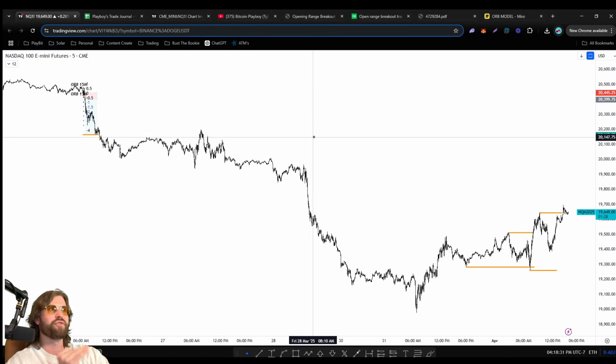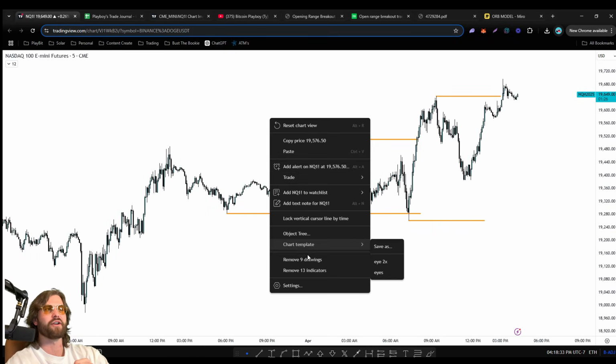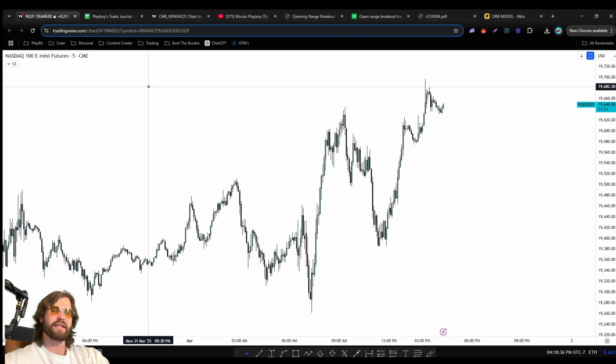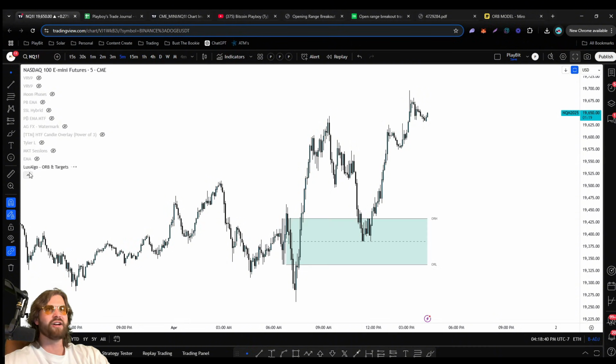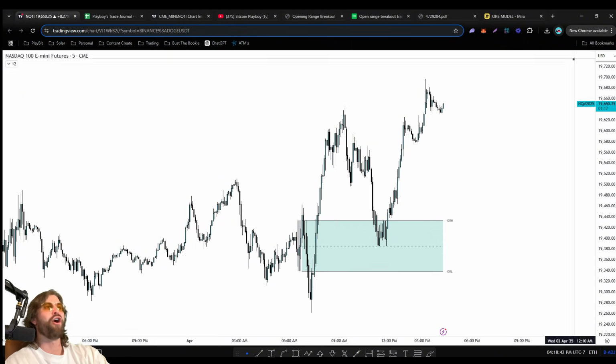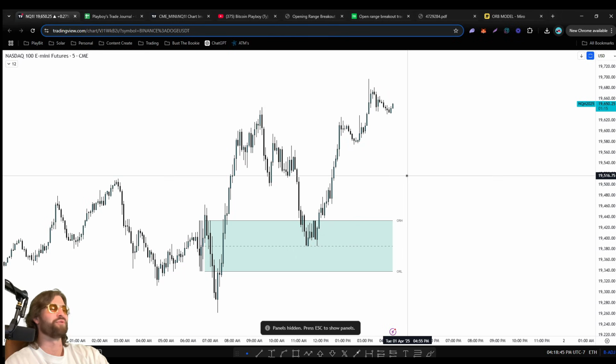I want to go through some examples real quick and maybe show you an indicator that can help you with this. It is by Lux Algo, so shout out to the guys that are working over there. This is called Lux Algo, ORB, and Targets. All this is going to do is one of the easiest things you can do. It's going to mark out the ORB high and ORB low.